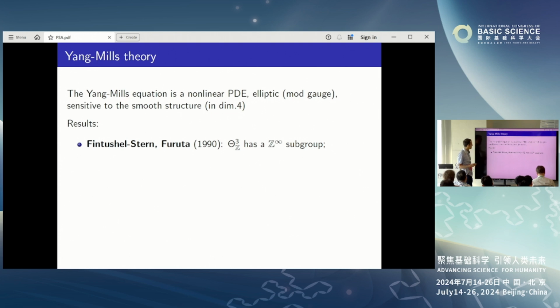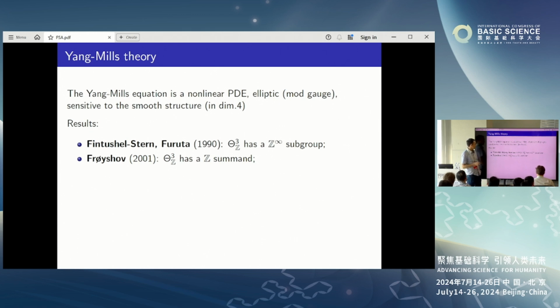And using the Yang-Mills slide, I'll just list some results that people proved. Fintushel-Stern and, independently, Furuta in 1990 showed that theta 3 Z has a Z infinity subgroup. Before that, all that was known was that there was a non-trivial homomorphism to Z/2, the Rokhlin homomorphism. So it could have been Z/2, but they showed that this is actually a big group. It has a Z infinity subgroup.